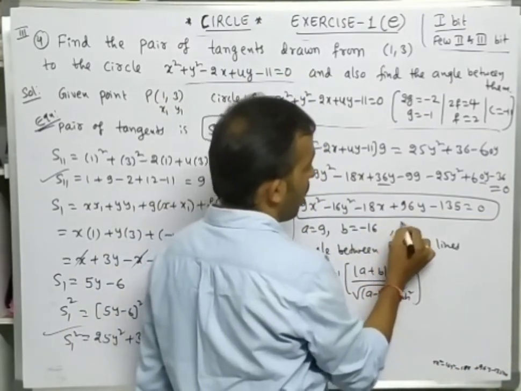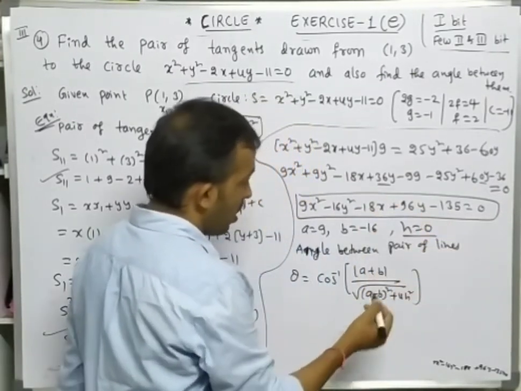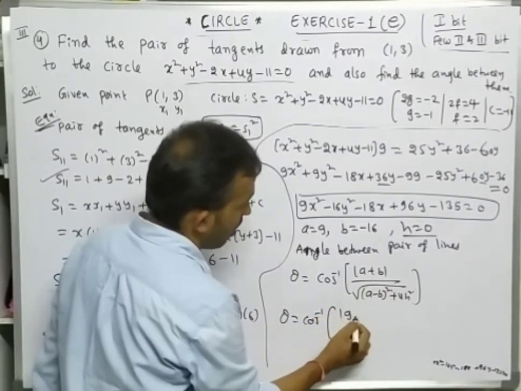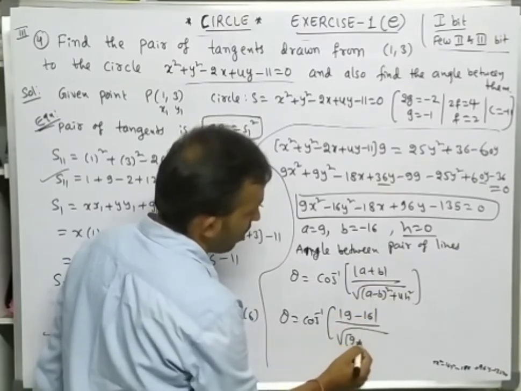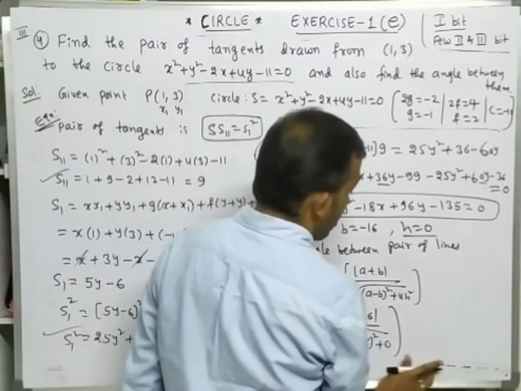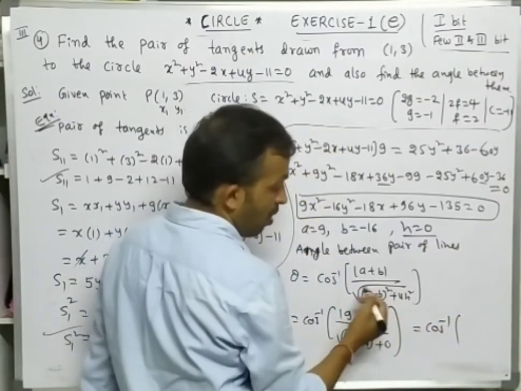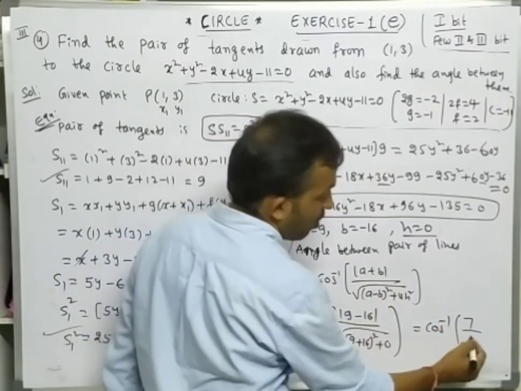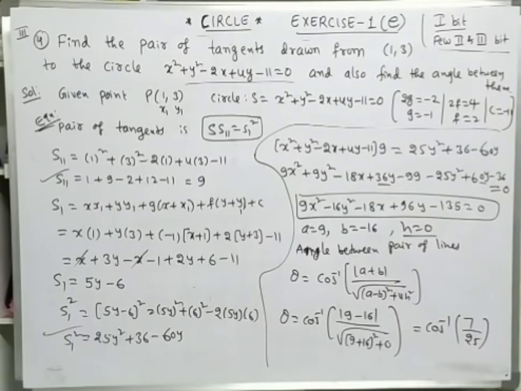In this equation we don't have h, so h is equal to 0. There is no xy term, so there is no h term. Okay, so substitute all those here. Mod a plus b, 9 minus 16, under root of 9 minus of minus 16 whole square plus 4h square 0. Okay, next cos inverse of 9 minus 16 is minus 7, apply modulus, you will get 7. 16 plus 9 is 25, square 625, apply root 25. So the angle between those tangents is cos inverse of 7 by 25.